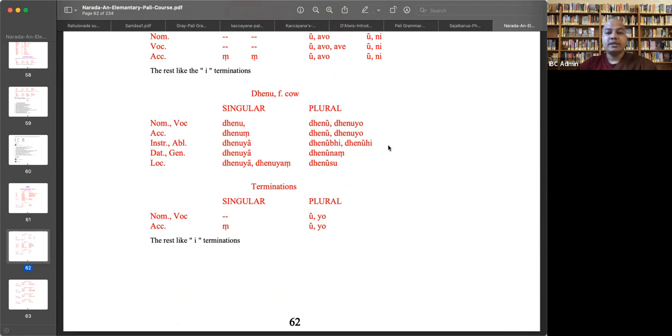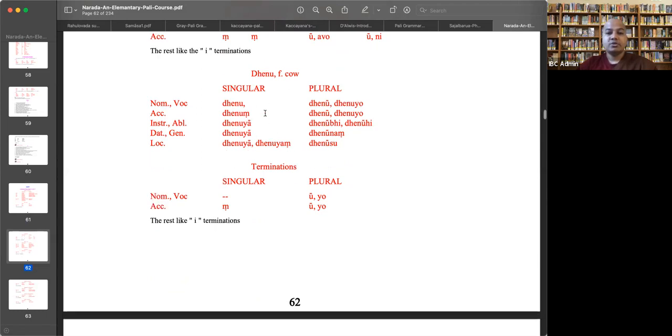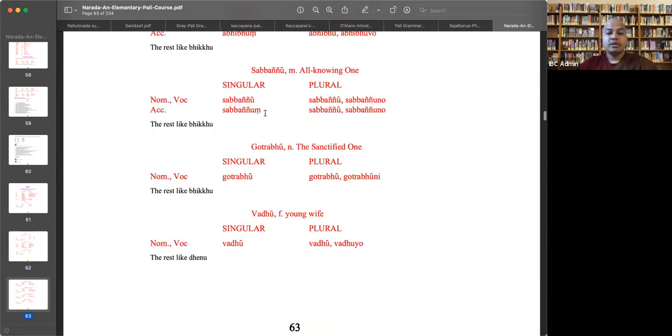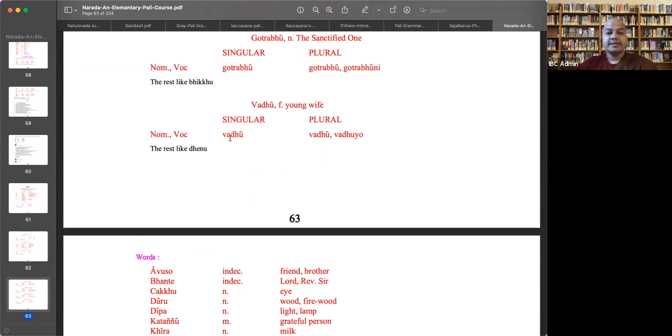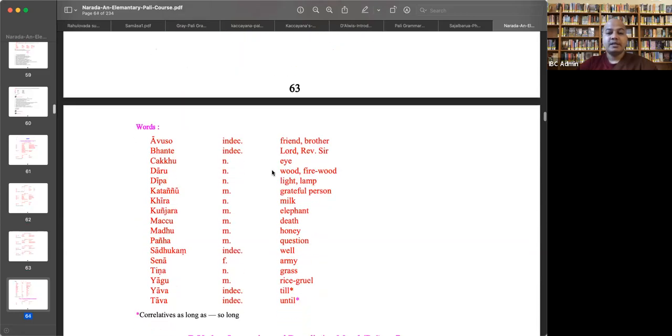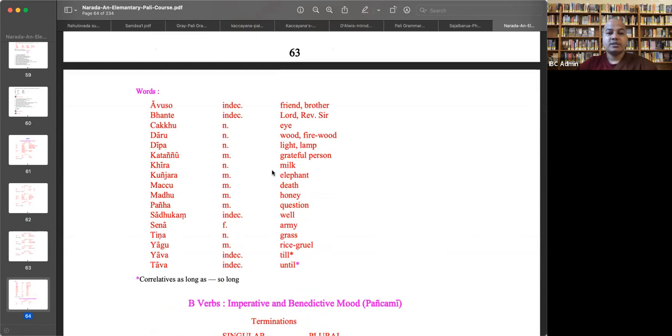And the other declension that you need to get familiar with is dhenu, dhenu, dhenuyo, dhenung, dhenu, dhenuyo, dhenuya, dhenubhi, dhenuhi, dhenuya, dhenunang, dhenuya, dhenuyang, dhenusu. Okay, once you become familiar with this, that is the feminine gender noun ending in short u. The one with long u would be the same except for a slight difference in the nominative and vocative case. Vadhu, vadhu, vadhuyo.